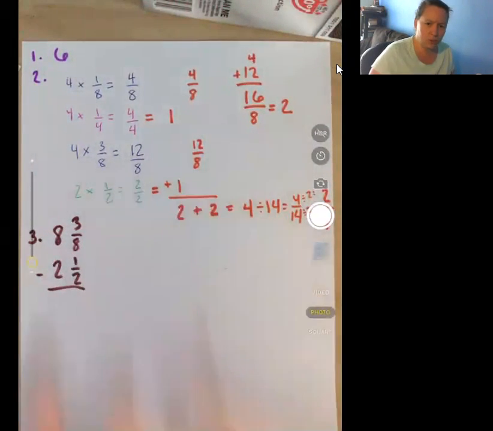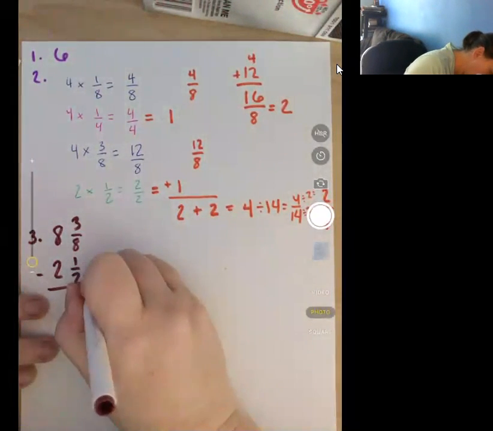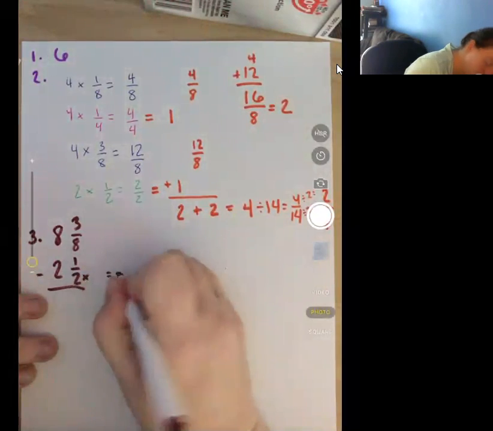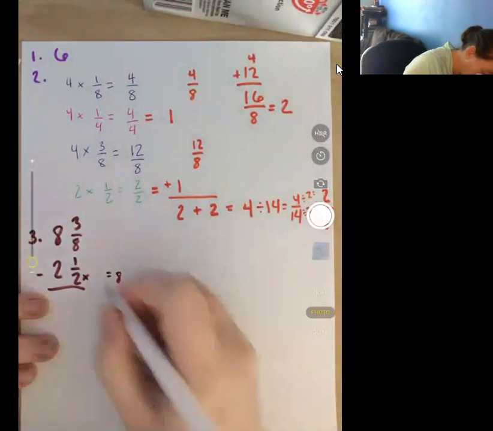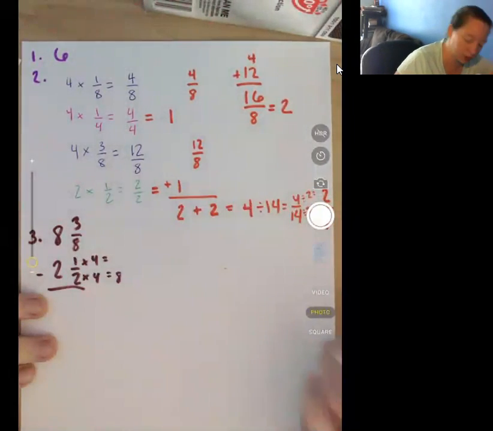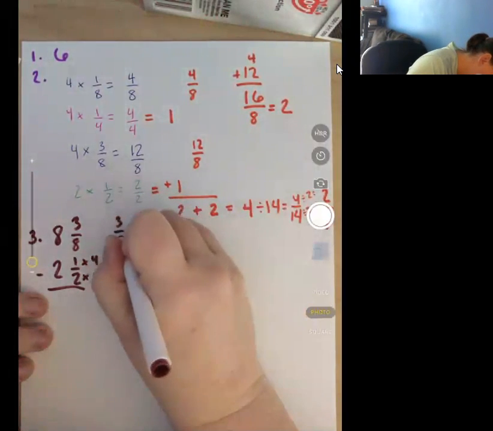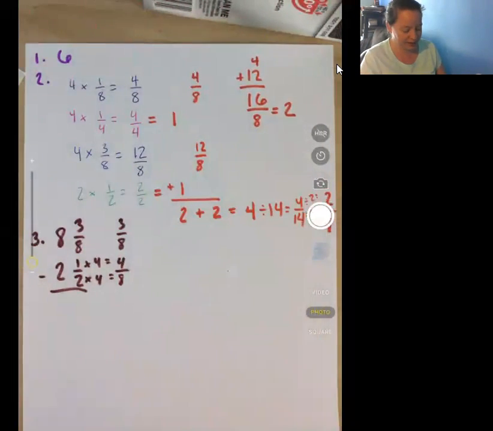Can I make 2 into an 8? Yes, I can. What times 2 is equal to 8? 4. Whatever I do to the bottom, I have to do to the top. 1 times 4 is 4. So I have 4/8. And now I have 3/8 and 4/8.